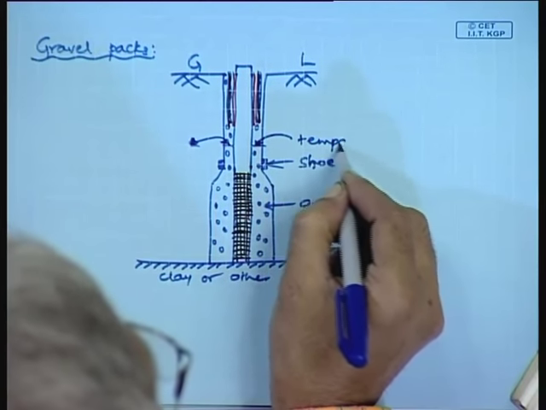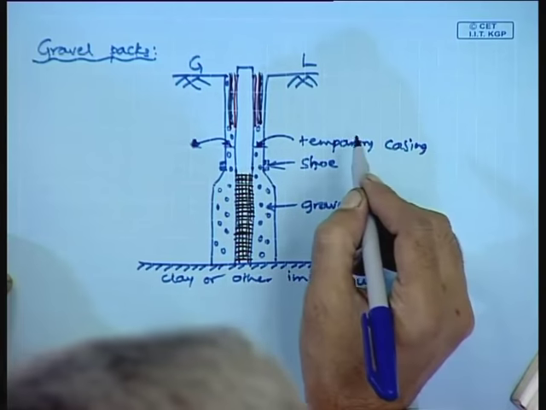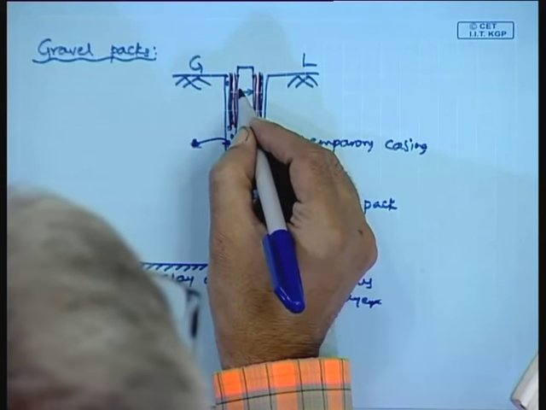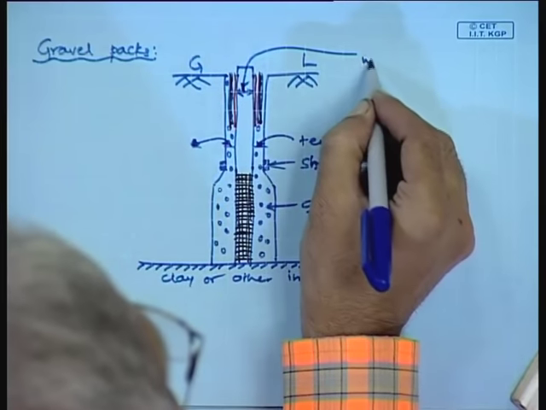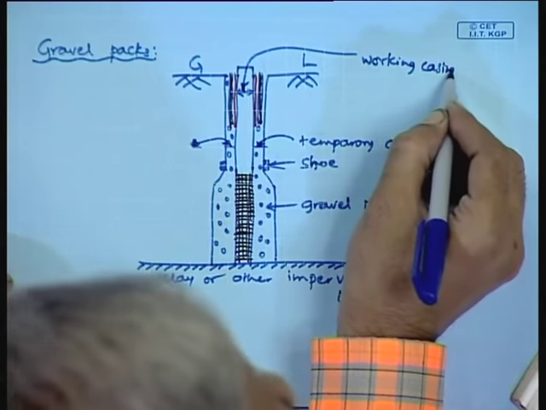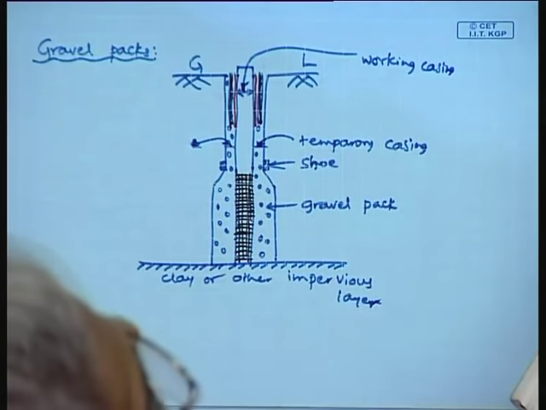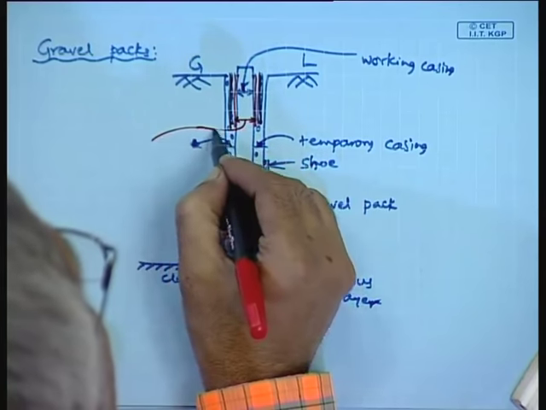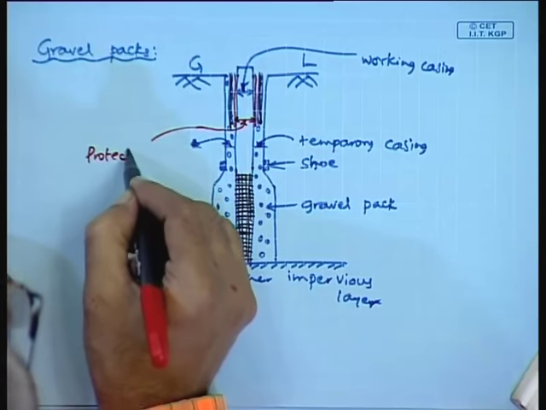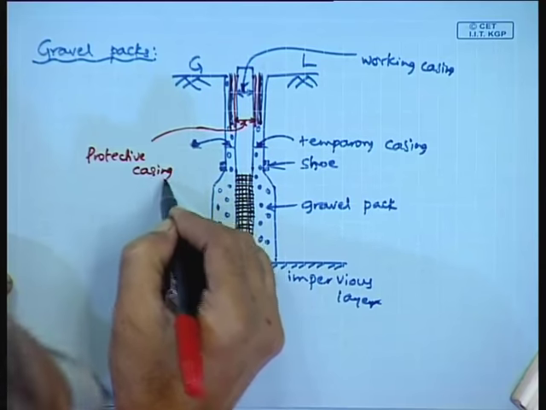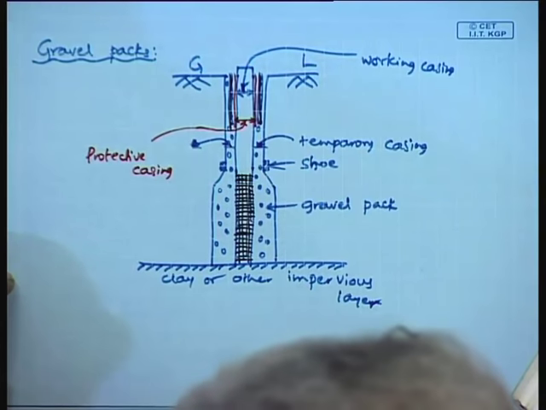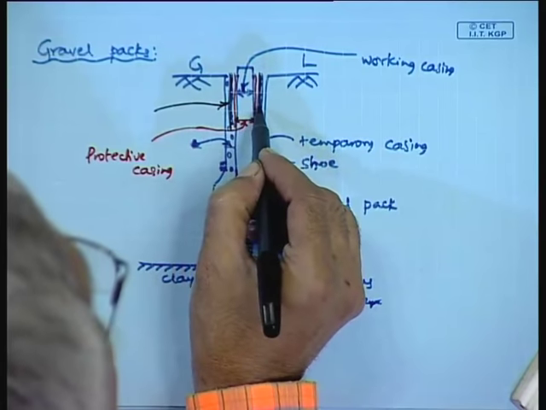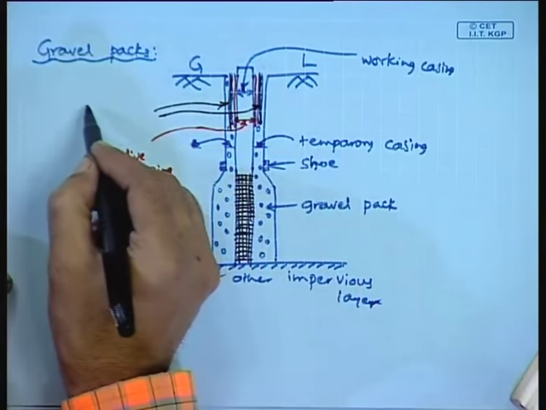So this is a temporary casing and then here this is a working casing. This is an intermediate working casing, and the red one is the protective casing. I have just shown this with the red color and then followed by this black one. So this is a gravel pipe.